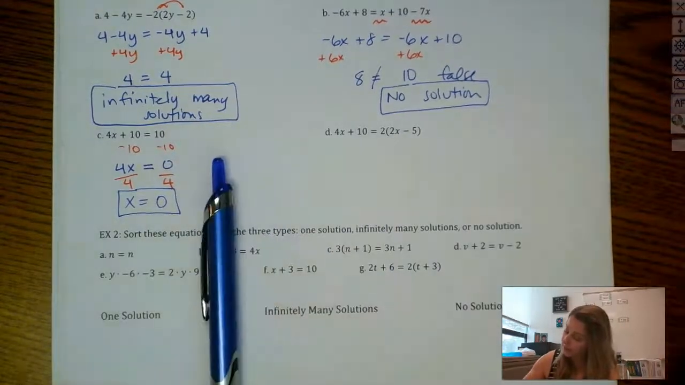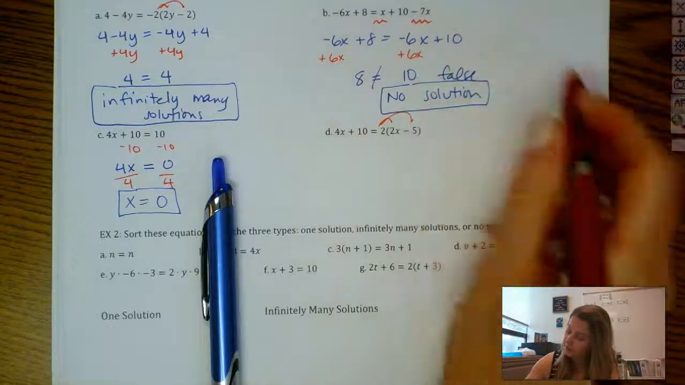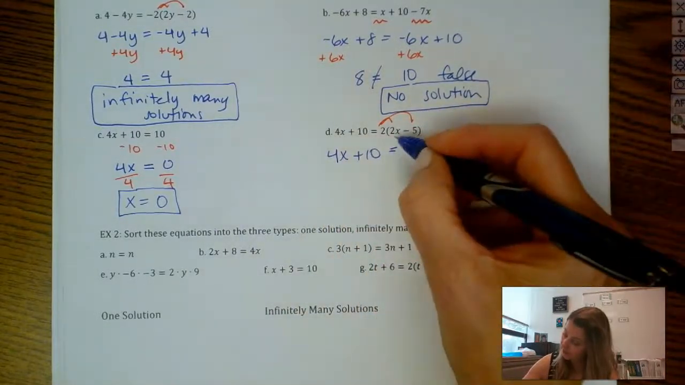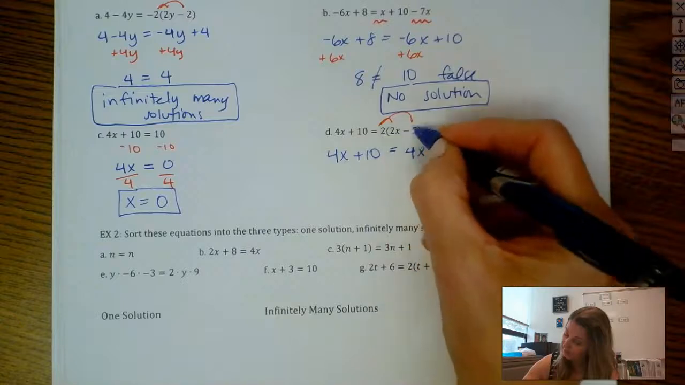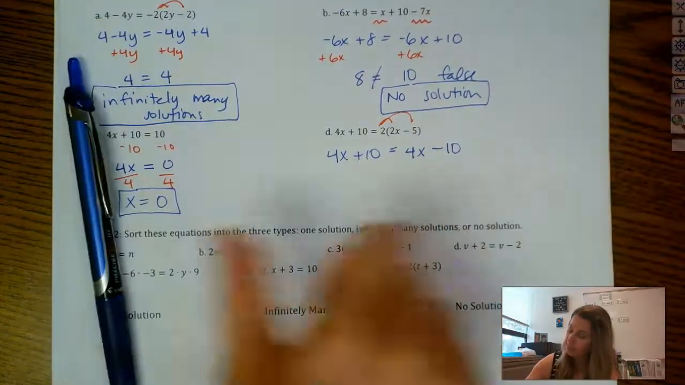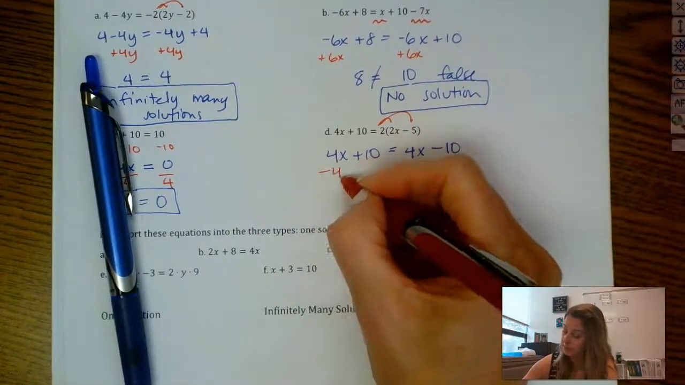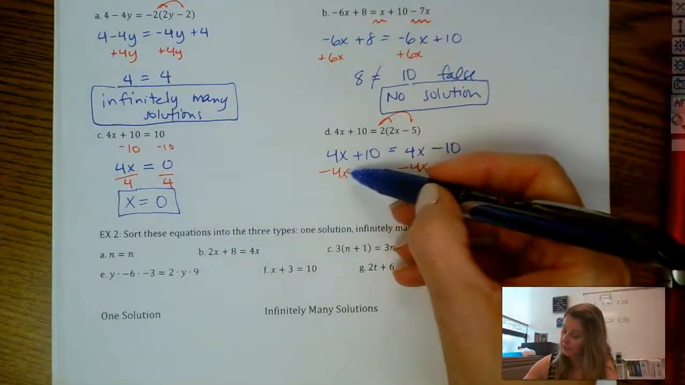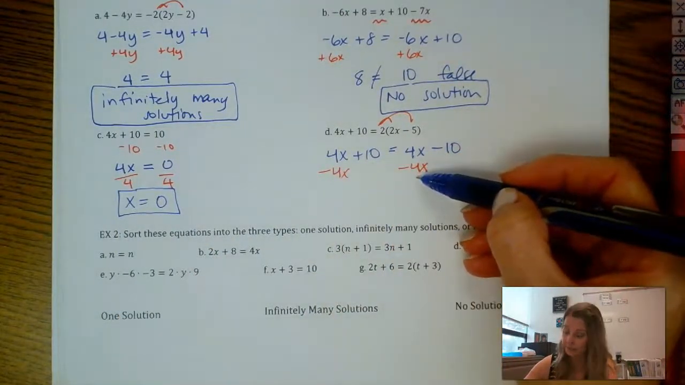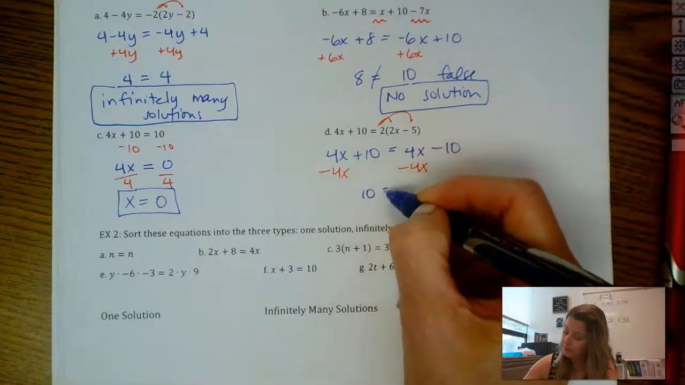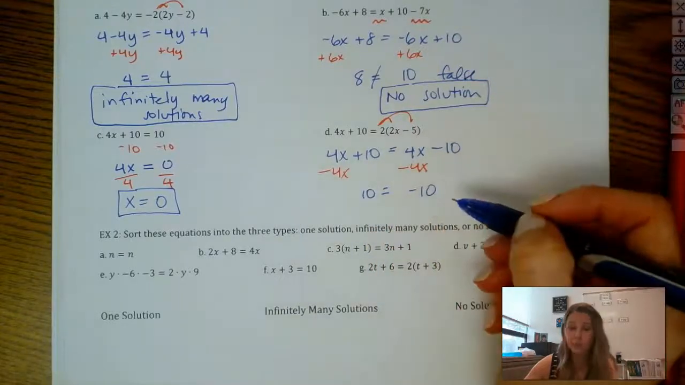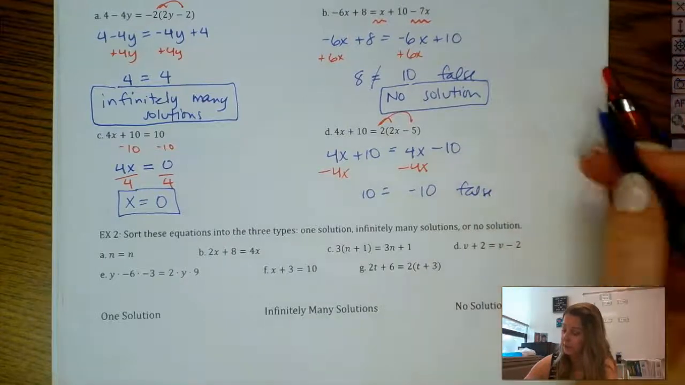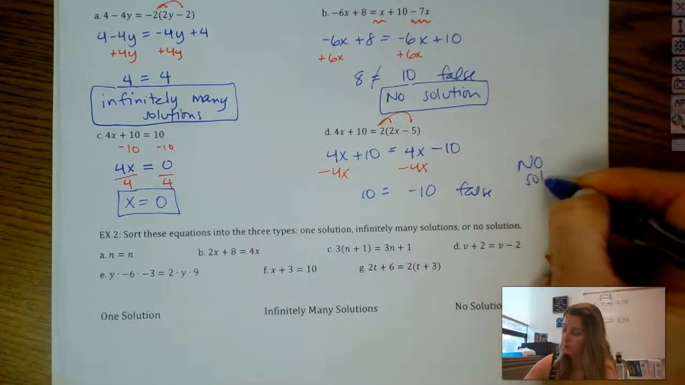Okay, letter D, let's distribute first. So we have 4x plus 10 equals 4x minus 10. Let's work with variables. Let's take away 4x from both sides. I can look ahead and see that they're going to add up to 0. So I'm left with 10 over here and negative 10, which is not true. This is false. So here is a no solution.